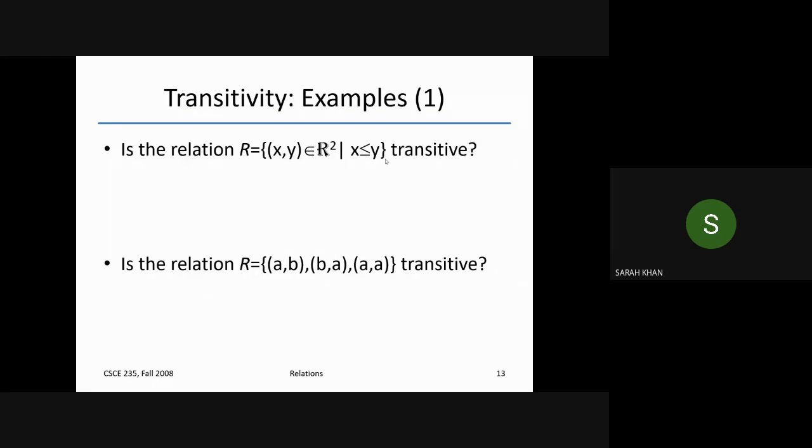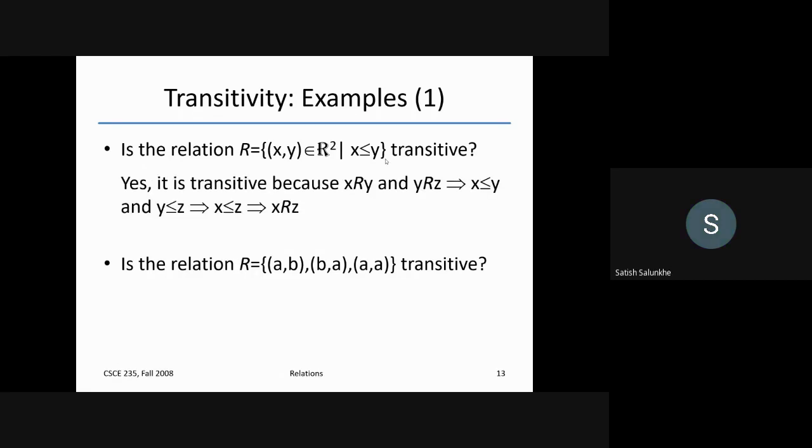Yes, sir. Yes, it is transitive because if x is related to y, that means x is less than or equal to y, and y is related to z means y is less than or equal to z. When x is less than or equal to y and y is less than or equal to z, it automatically implies x is less than or equal to z. That means x is related to z. Therefore, it is transitive.